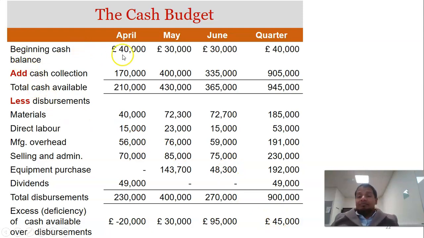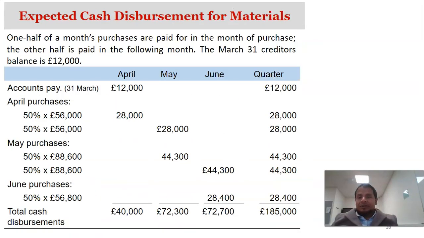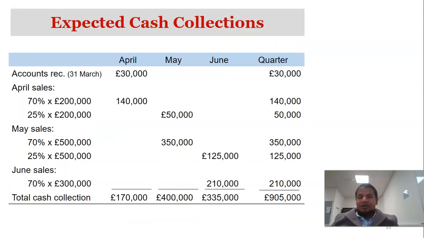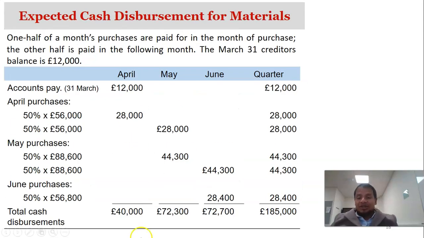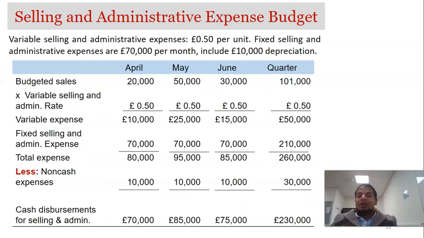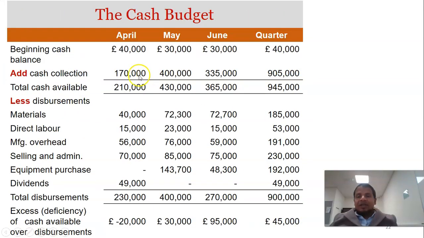So this is how beginning balance will come, and then cash collection. This is what we have calculated. Cash collections in here, expected cash disbursement, cash collections 170,000, 400,000, 335,000, and total 905,000. So this is the collection, and these are the disbursement for material purchase: 40,000, 72,000, 72,700, 185,000. So this is the cash collection and beginning balance.